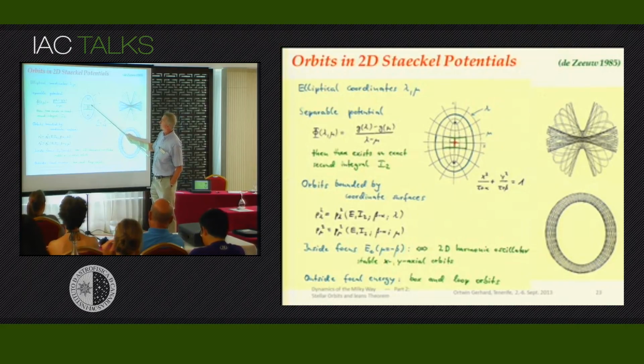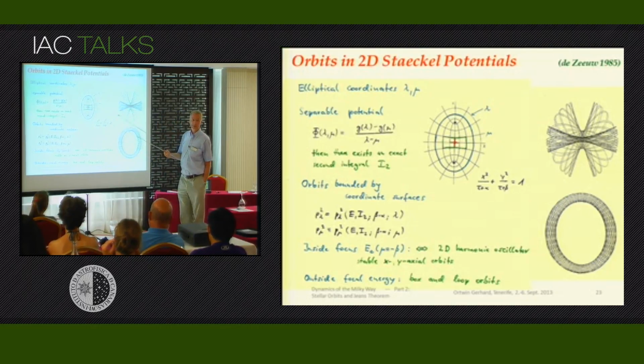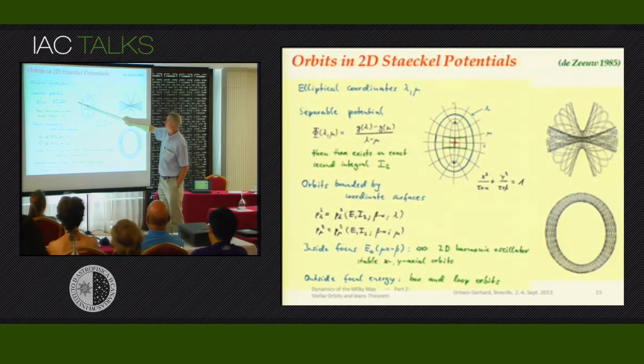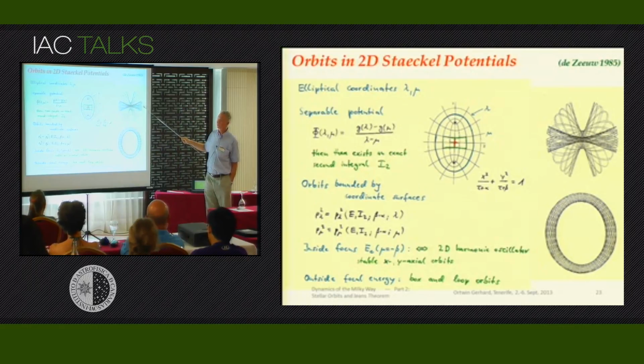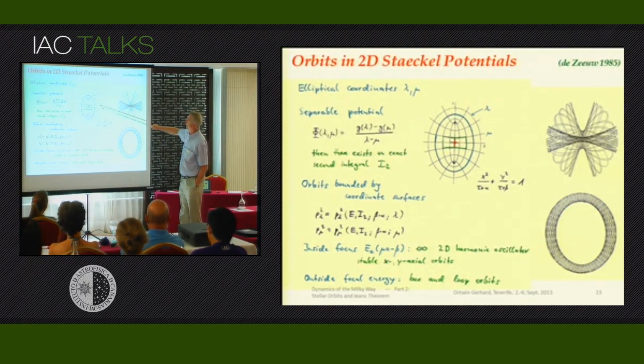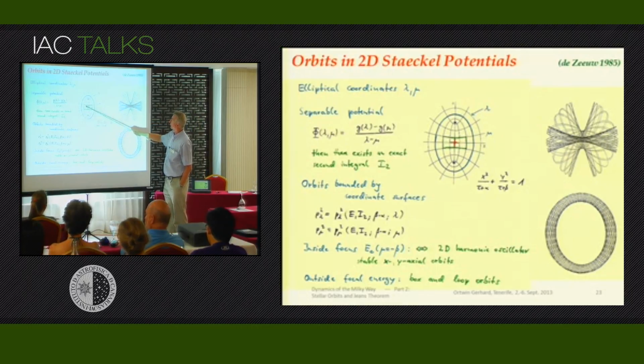This integral is such that it confines the orbits between coordinate surfaces, just like in the spherical case, where an orbit was going between an inner and an outer circle in the plane perpendicular to the angular momentum vector. Here, the orbit is confined between coordinate surfaces, but now there are surfaces in lambda and surfaces in mu. For example, one of these green orbits here is confined between these two values of lambda and these two values of mu, and that gives rise to what's called the box orbit.